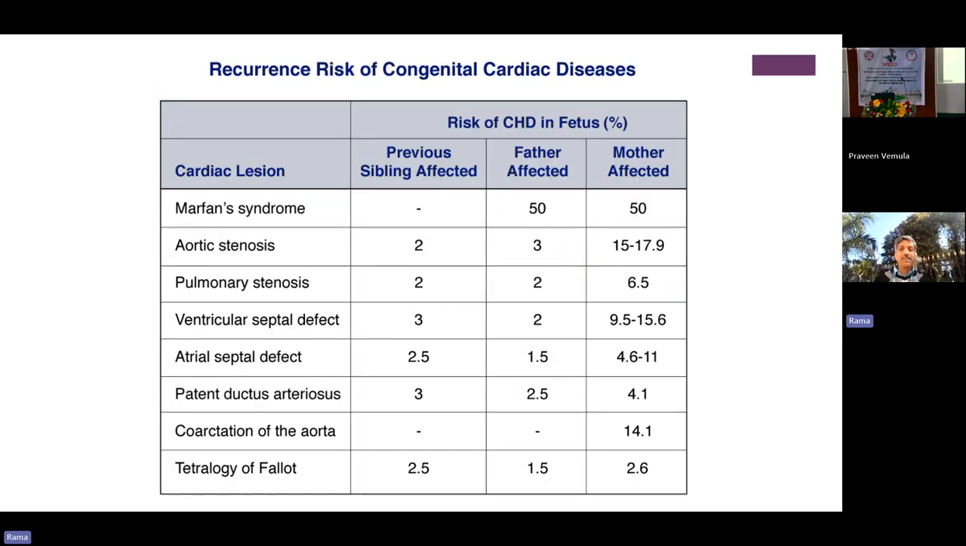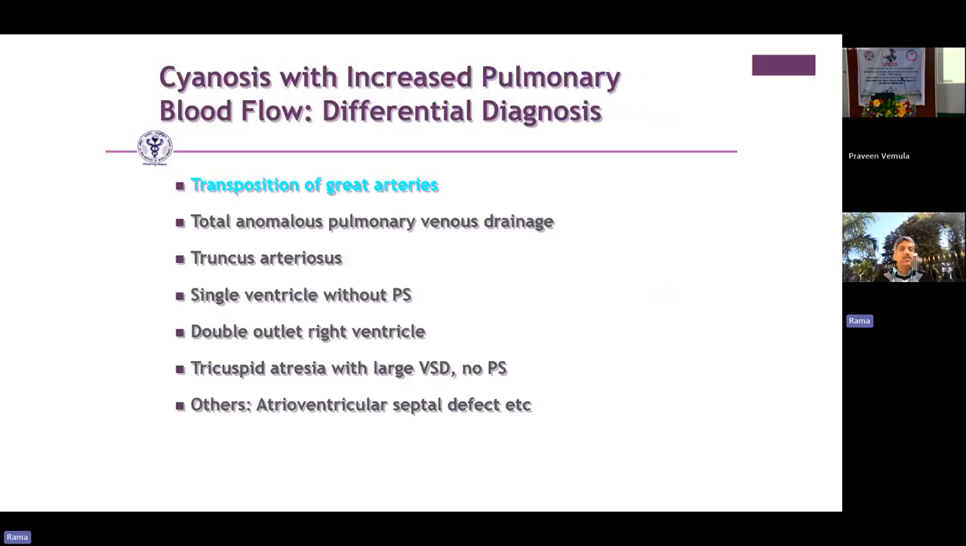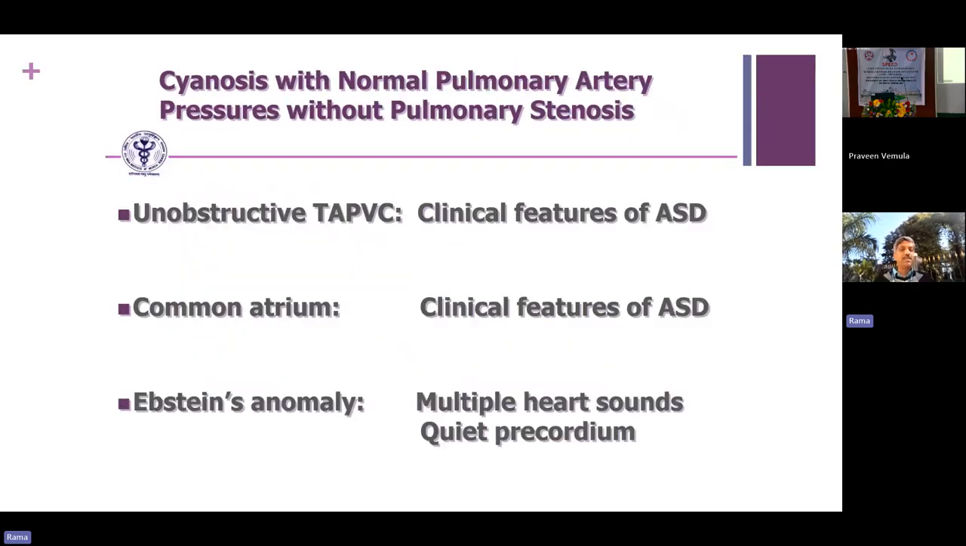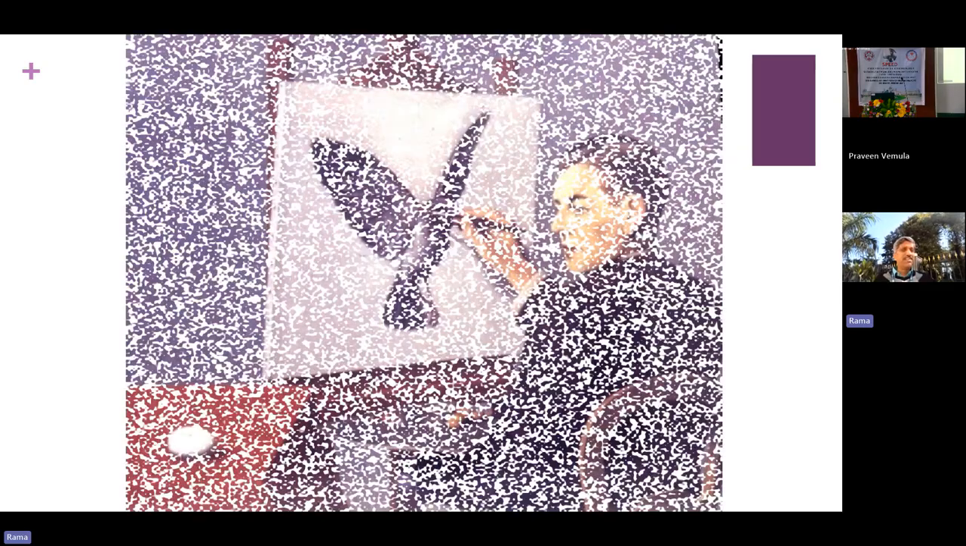This is another important slide. What is the risk of CHD in the fetus if the father is affected, if the sibling is affected, and the mother is affected? This is something that you should know not only for your exams but for overall prognostication of a family. The fetal echocardiography should be offered at around 18 to 20 weeks or so. So I won't be dealing with the other increased flow or pulmonary venous congestion lesions and the normal pressures with cyanosis.